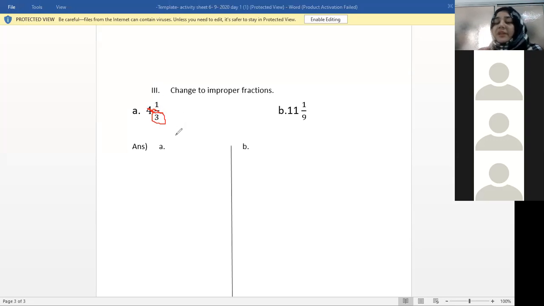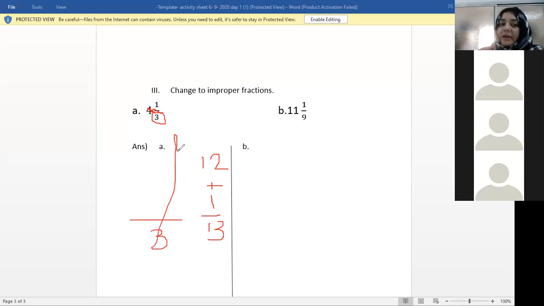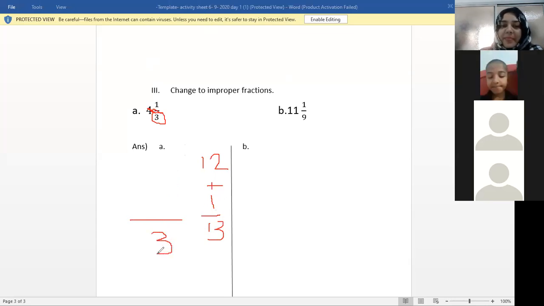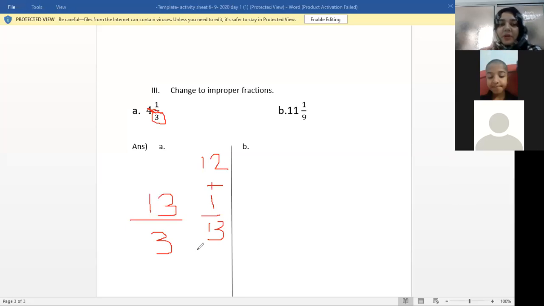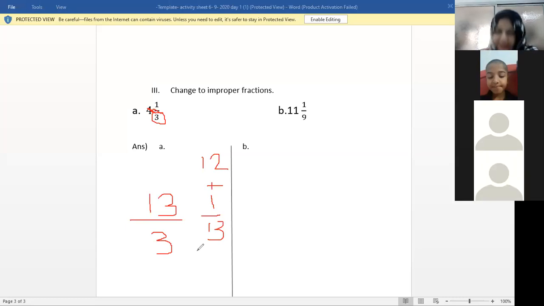4 ones are 4, 4 twos are 8, 4 threes are 12. 12 plus 1 is equal to 13. 13 by 3. The denominator will be the same, and 12 plus 1, 13 will come up. Okay? 13 by 3.